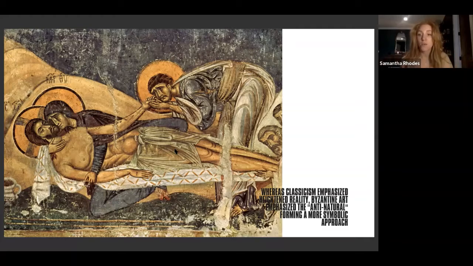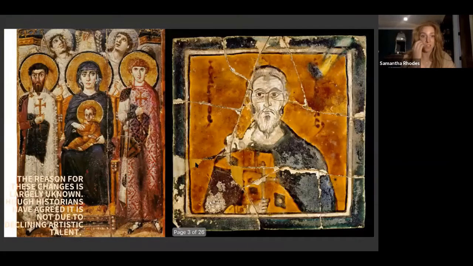But whereas classicism emphasized heightened reality, so this is where we get this idea of the classics that extended from the later Renaissance period into the Baroque, into the more Victorian era, into French Rococo. That was identified more as a classical style. That means these figures were either naturalistic or realistic in nature. Byzantine art emphasized the anti-natural, forming a more symbolic approach. And this had a very specific spiritual component as well that's important.